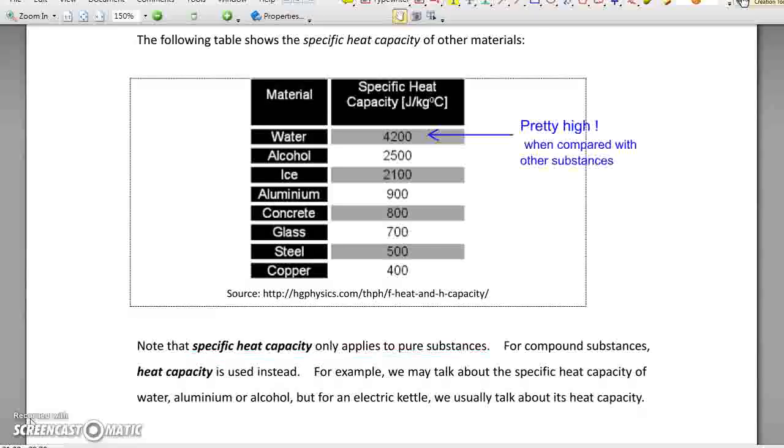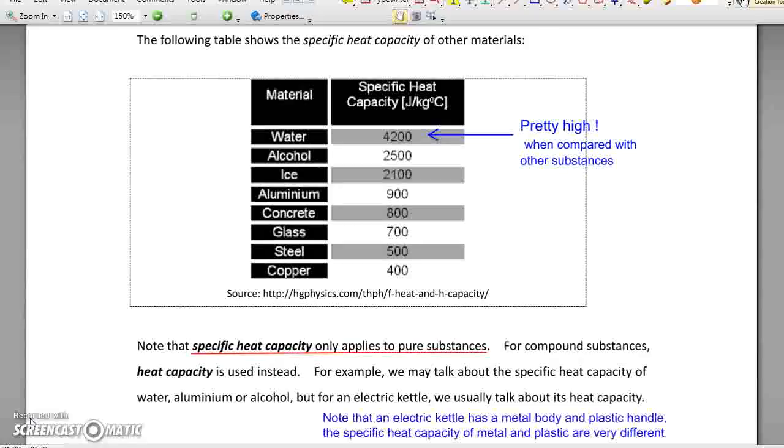And note that we talk about specific heat capacity of pure substances only. For combined objects, we use heat capacity instead, such as an electric kettle, because it has a metal body and a plastic handle, and the specific heat capacities of metal and plastic are very different.